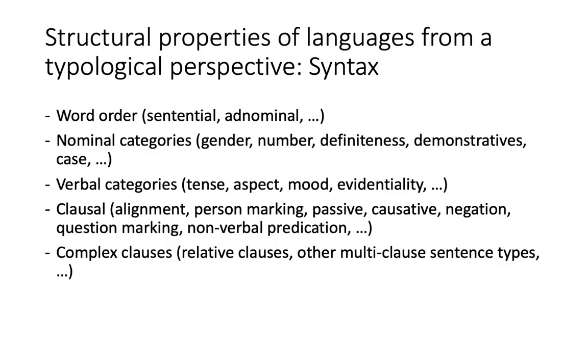Syntactic typology, in the broadest sense of the word, is the biggest subfield of typology. Typologists here have dealt with word order, both sentential and adnominal. They have dealt with nominal categories, so everything that we need to describe the noun and the noun phrase, including gender, number, definiteness, demonstratives, case, and so on, as well as verbal categories, such as tense, aspect, mood, evidentiality, and so on.